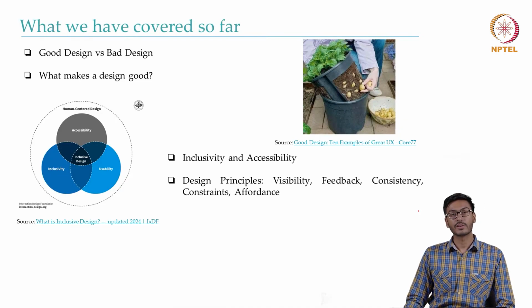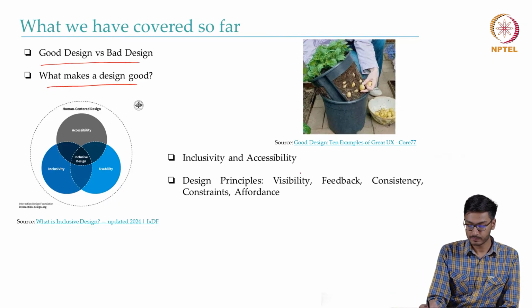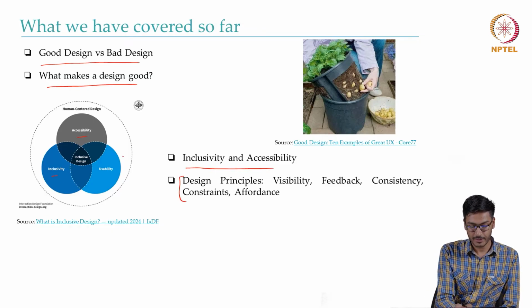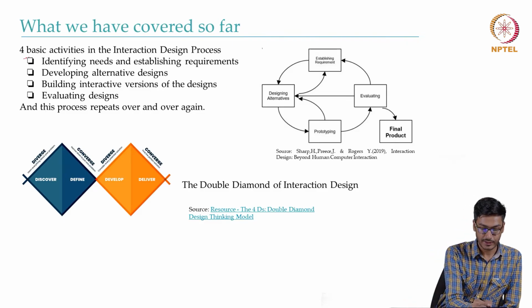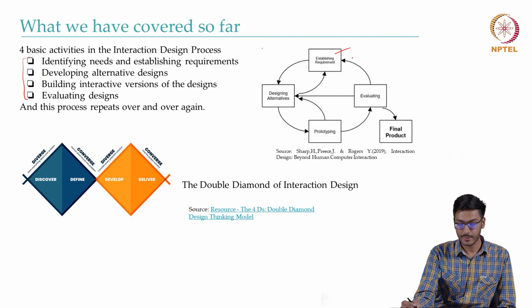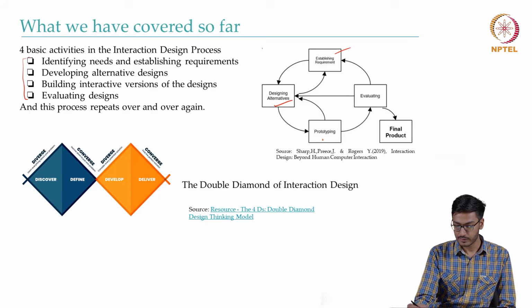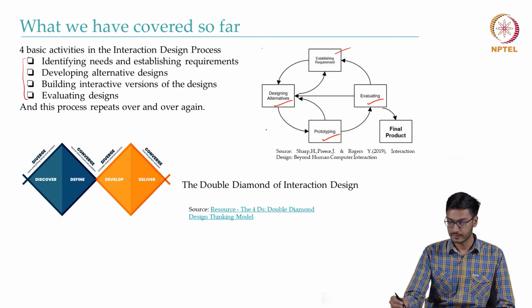First, we are going to be looking at what we have covered so far. We have looked at good design versus bad design, what makes a design good, inclusivity and accessibility, and the design principles, and how inclusivity, accessibility, and usability come together to form an inclusive design. Next, we looked at the four basic activities in the interaction design process, which included establishing requirements and identifying needs, designing alternative designs, building interactive versions of the designs or prototyping, and then finally evaluating the designs. And then further, this design process goes on until we reach our final product right here.